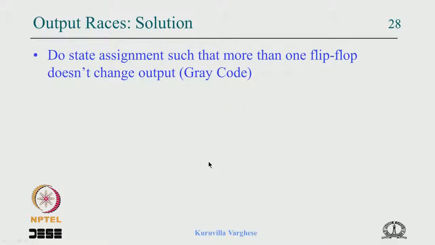You cannot do a Gray coding, because if you remember the Karnaugh map, where we do the logical adjacency, we know that three states cannot be logically adjacent to each other. Four states can be, okay.